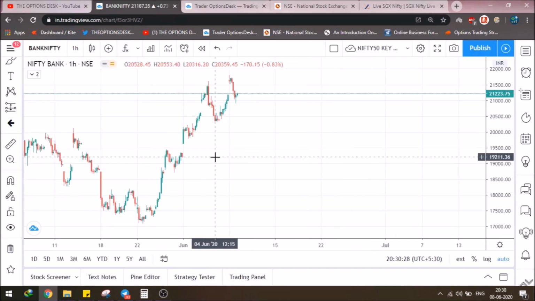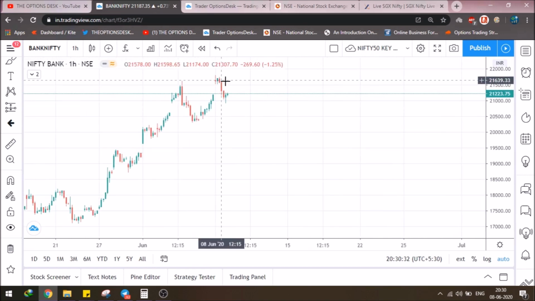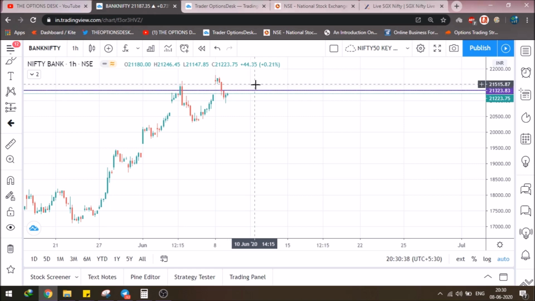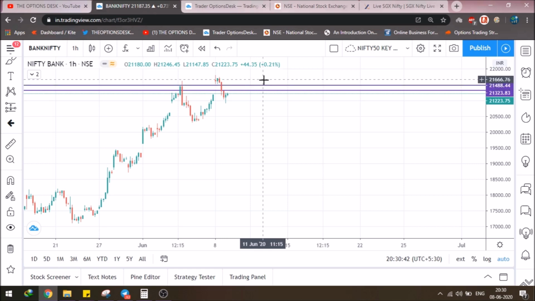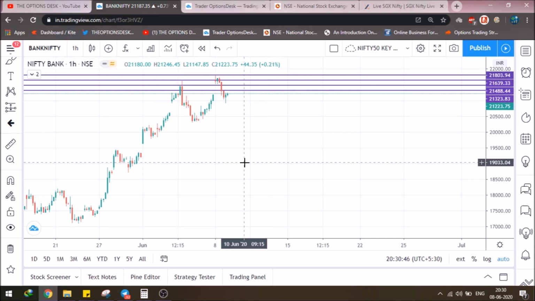As you can see, the BankNifty has fallen down hugely after opening gap up. The gap was totally filled, and now the upper breakout can come somewhere around here. And then the first target we can expect at around this point, and then the second target around this point, and the final target around this point. That is today's high.